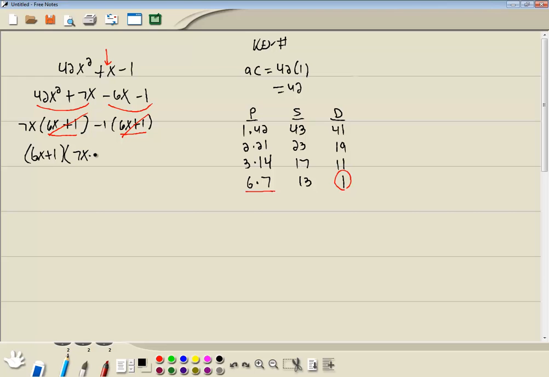of parentheses, which would be 7x minus 1. And that's our answer.